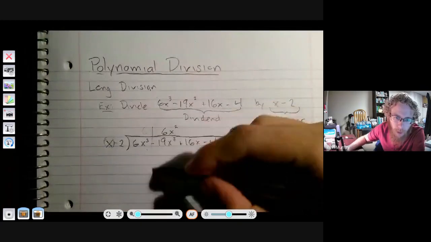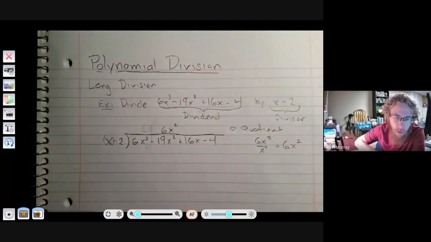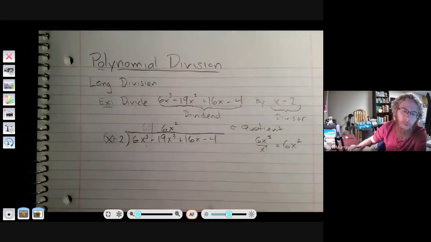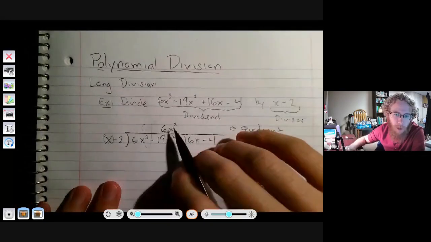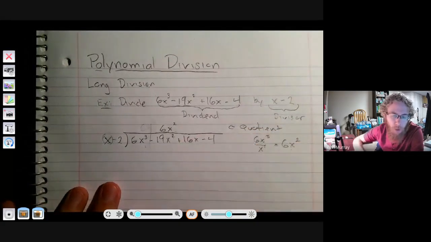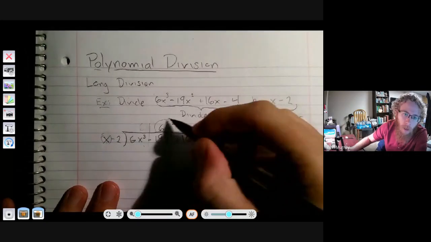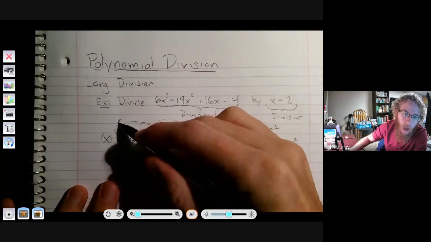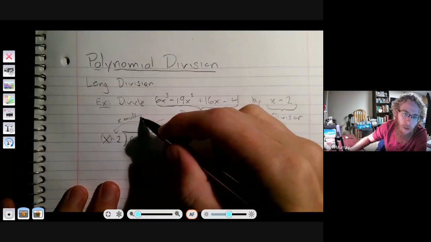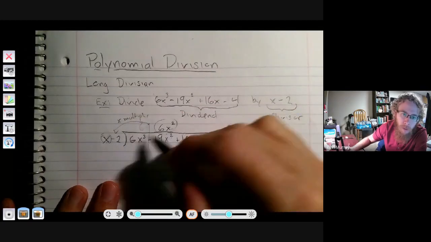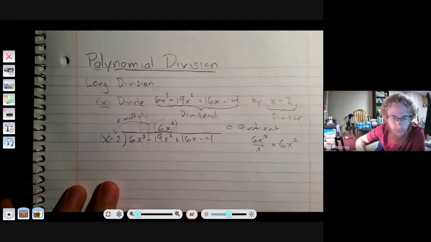Okay, so just so we keep organization that way. Our first step is done. We found our first part of the quotient, the 6x squared. Now that I have this, I'm going to multiply this term by this binomial.